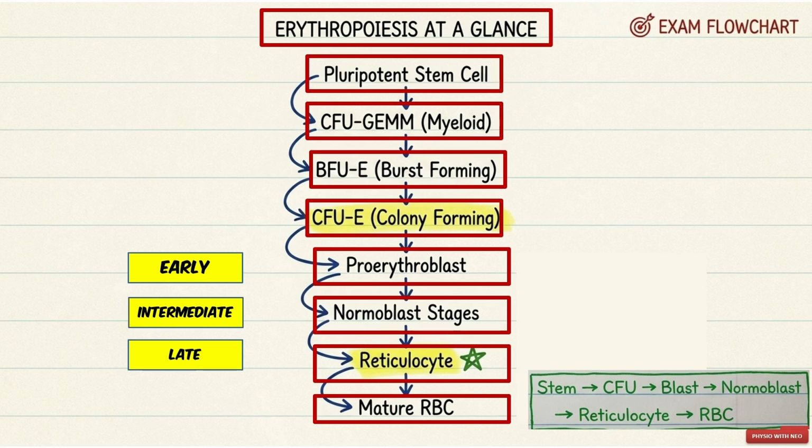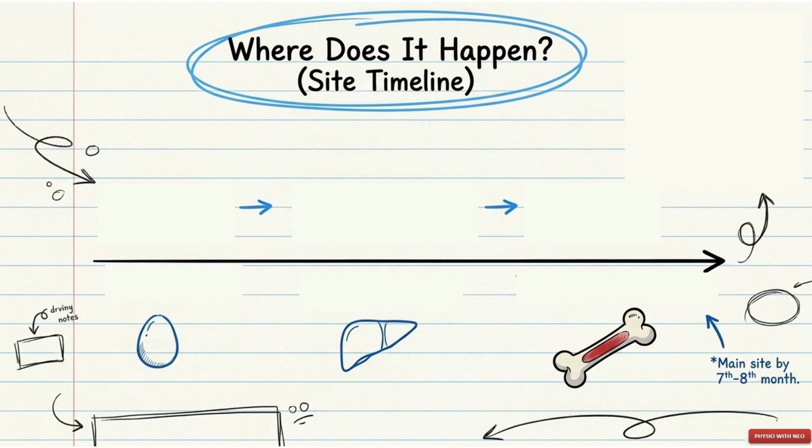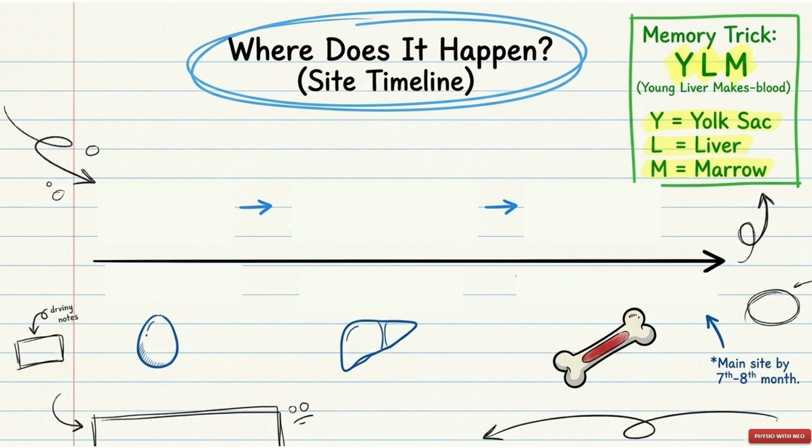Same idea. But where this process of erythropoiesis happens during life, one 3-letter trick can solve that. Here comes the easiest Viva question. Sites of erythropoiesis. Remember only 3 letters, YLM. What does YLM mean? Y for yolk sac, liver and marrow. Imagine a young baby saying, young liver makes blood.